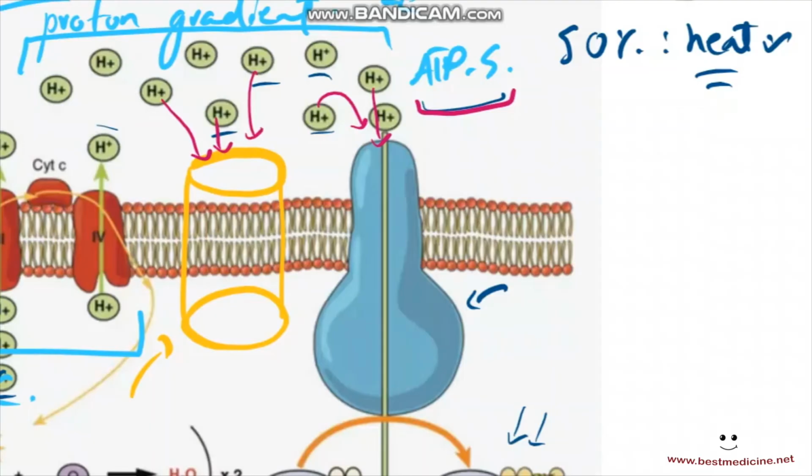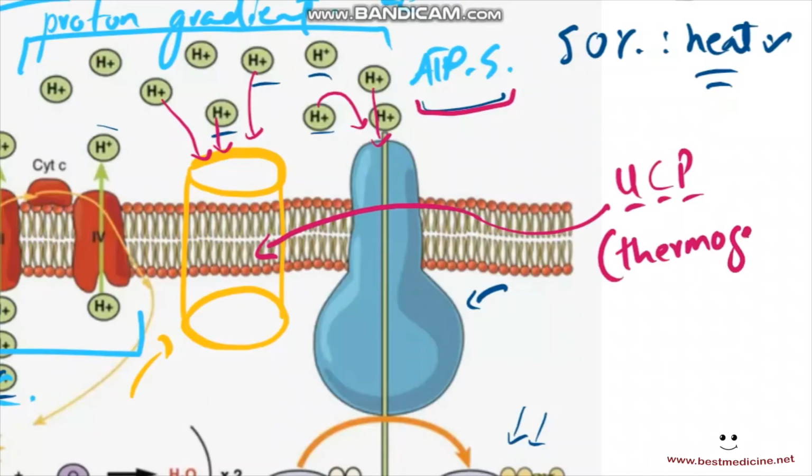Obviously, most of them, or almost all of them, will choose to go through the easier passageway. And this special protein is provided in brown adipose tissue. This protein is called uncoupler or uncoupling protein, so UCP, uncoupling protein, or they're also called thermogenin. So with the presence of thermogenin, almost all of the protons flow through the thermogenin instead of the ATP synthase.